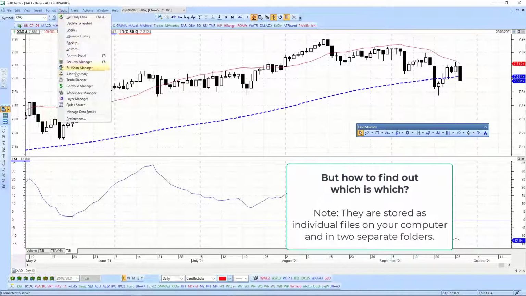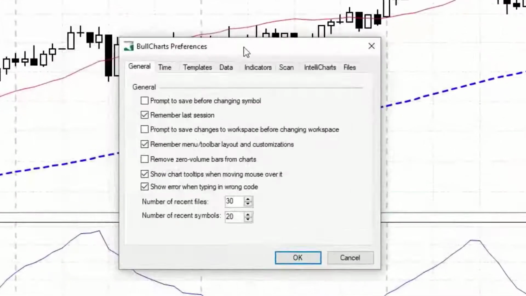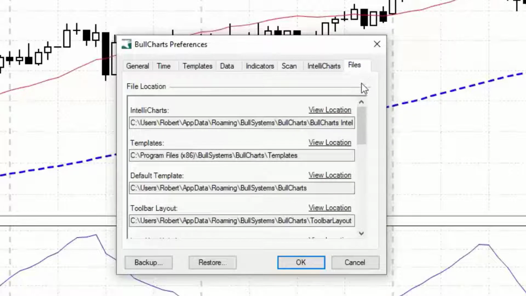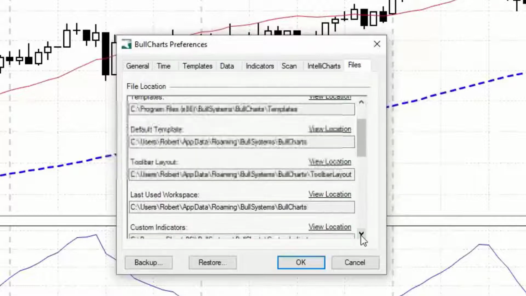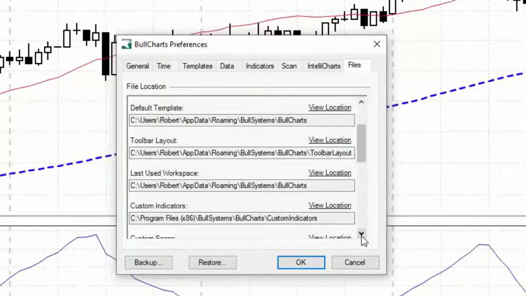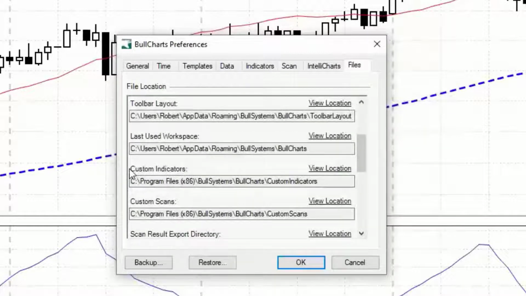If I open up that Tools Preferences box, before we looked at this and we looked at the Show Chart Tooltips option, if we go to the last tab, Files, and scroll down a little bit, this is telling us whereabouts in our system all of our BullCharts user files are located. So we can see here the custom indicators are in this folder.